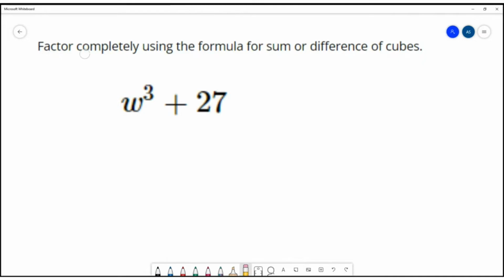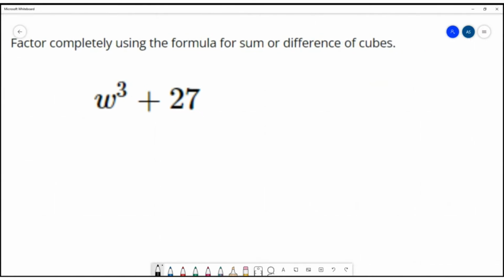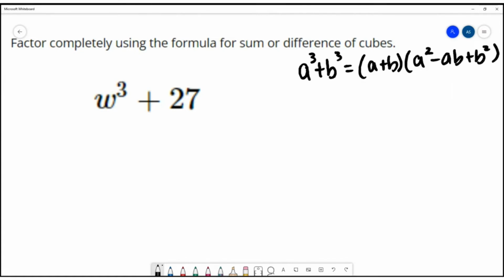In this example, we want to factor completely using the formula for sum and difference of cubes. Let's write that formula down first. Sum of cubes is a cubed plus b cubed, and that's going to factor into a plus b times a squared minus ab plus b squared.